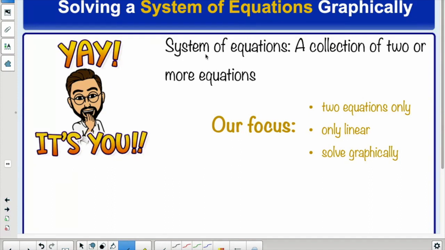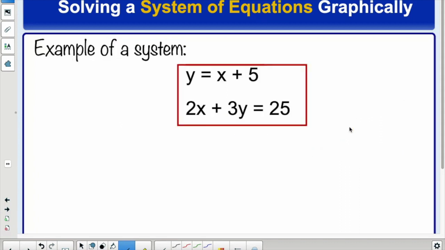So a system of equations is just a collection of two or more equations. For us, we're going to only focus on two equations, and our two equations will be linear. So this would be an example of a system. In this red box is a system. It's just two different equations.